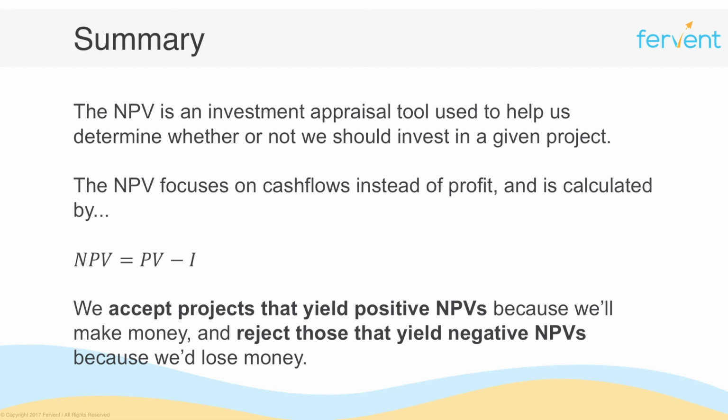So what you've got here is the mechanical rule as well as the logic. The mechanical rule is that we accept all projects that yield a positive NPV and reject those that yield a negative NPV. And the logic behind that is that we accept projects that yield a positive NPV because we make money, and we reject projects that yield negative NPVs because investing in them would mean we'd lose money. And to avoid that, we simply reject the project.